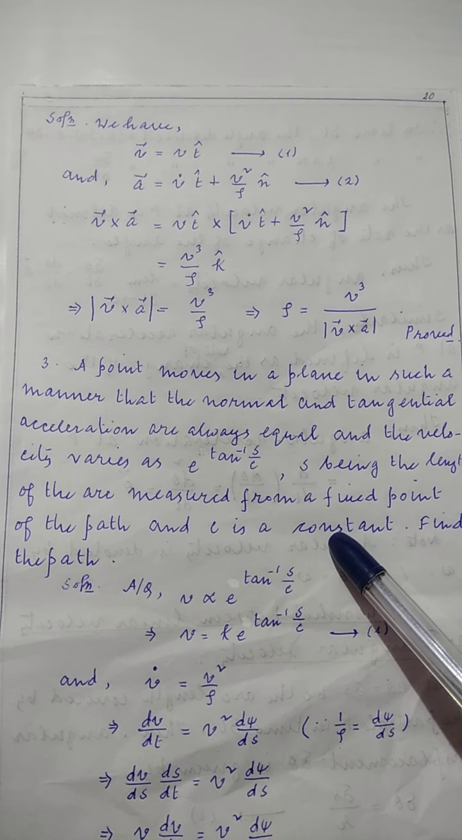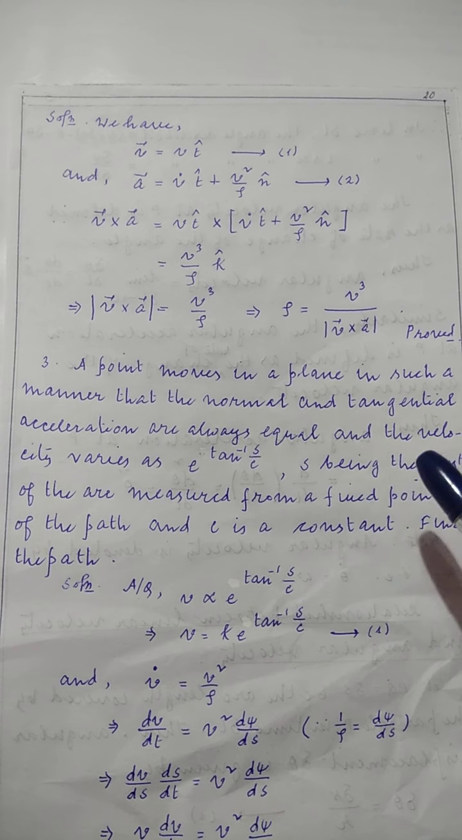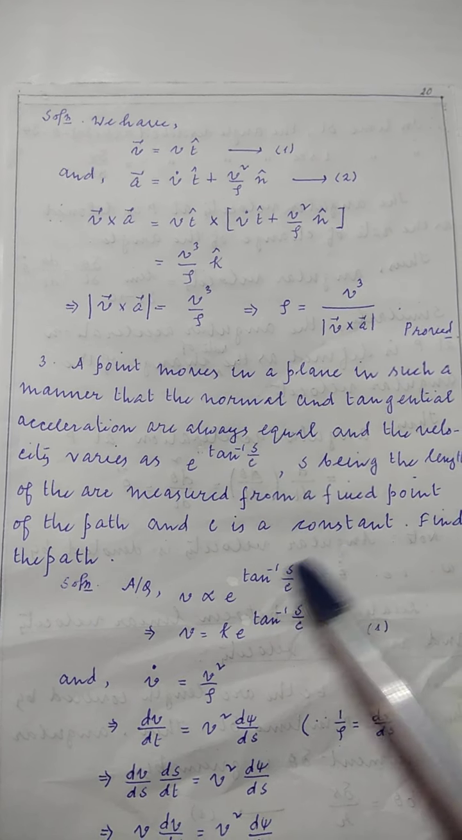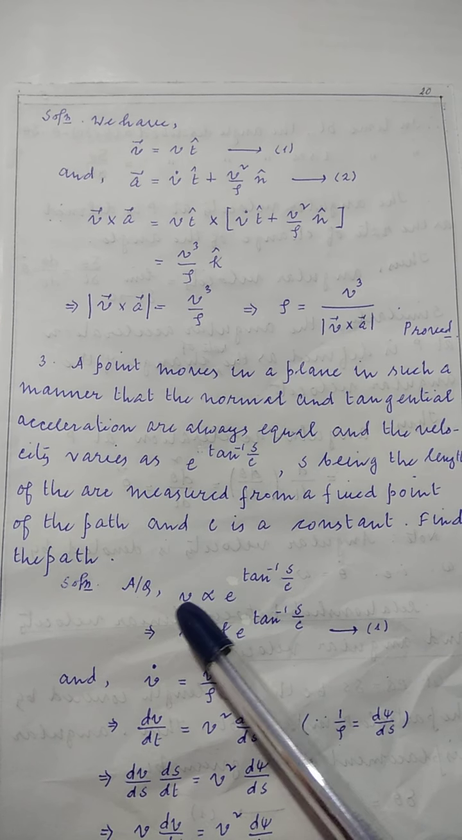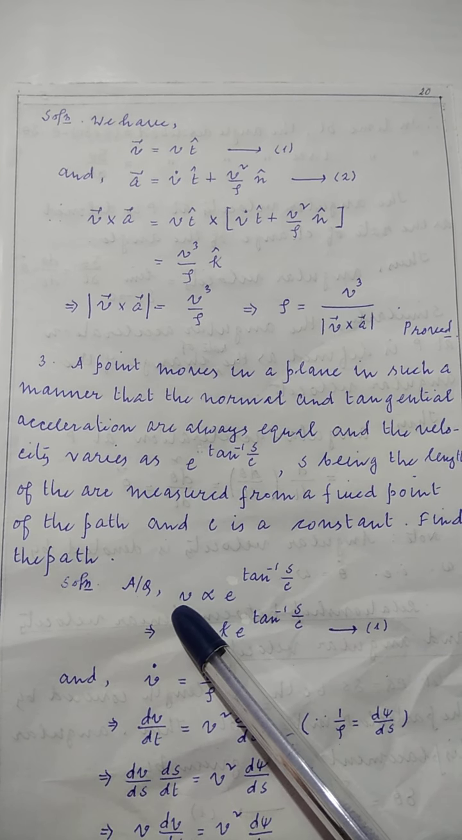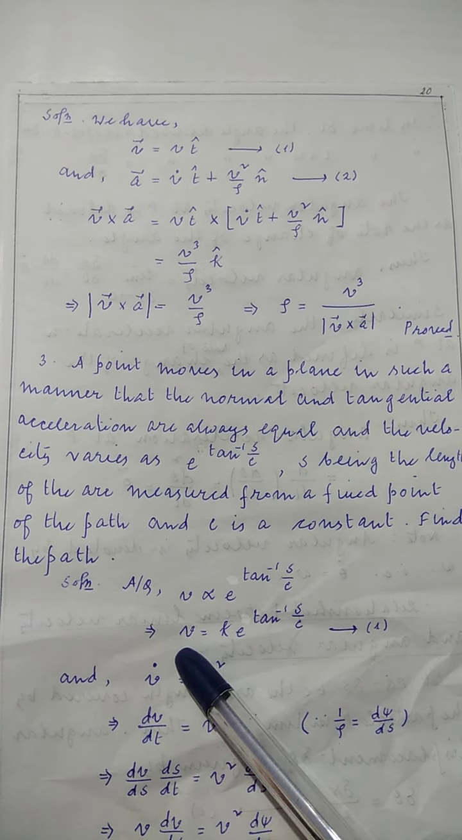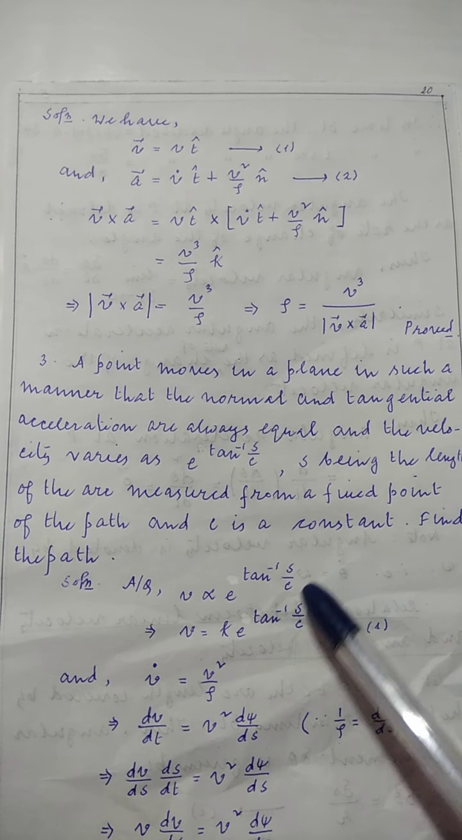The normal and tangential components of accelerations are equal, and besides this, velocity varies as e to the power tan inverse s by c. So just to see how to start, according to the question, you know that velocity is proportional to e to the power tan inverse s by c. So from this we can write v is k e to the power tan inverse s by c, where k is a constant.